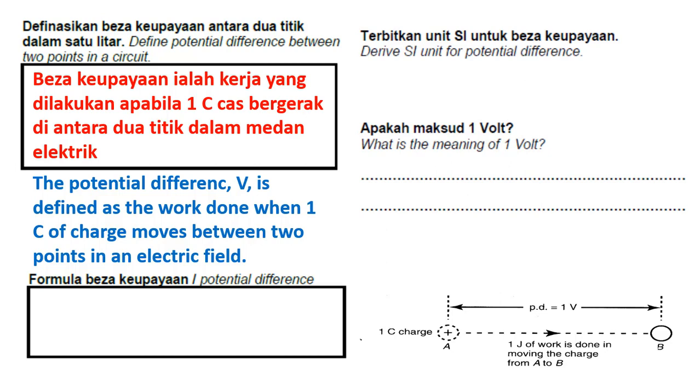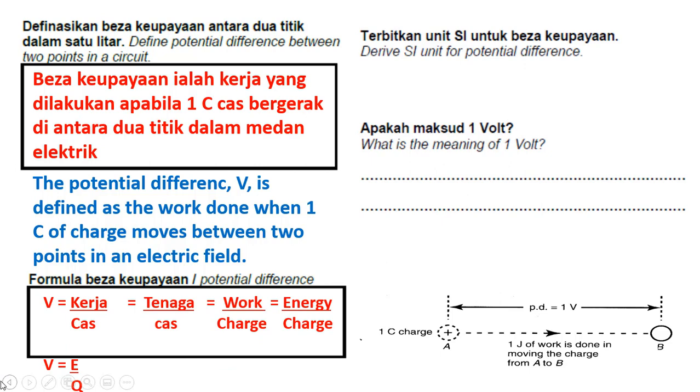So what is the formula? The formula is energy or work done per coulomb, per charge. So, energy needed to move 1 coulomb of charge. Or in symbols, V equals E over Q, where E is energy and Q is the charge.